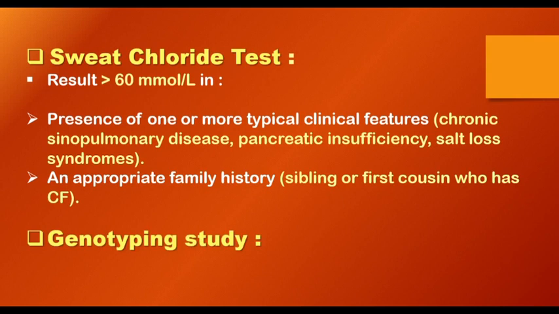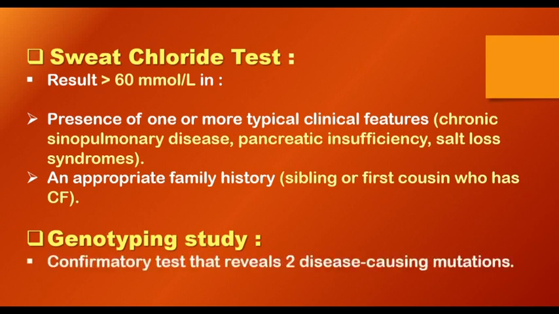The second investigation tool is the genotyping study, and of course this is a confirmatory test, not always available, but we talk about it now because it gives the clear-cut diagnosis for cystic fibrosis, because it is the only confirmatory test that reveals at least 2 disease-causing mutations. You know how many mutations? More than 1,500. But if we have at least 2 disease-causing mutations, it will confirm the diagnosis of cystic fibrosis.